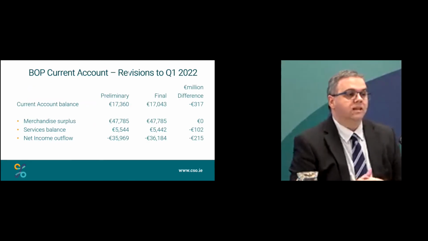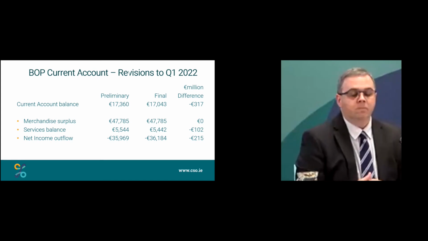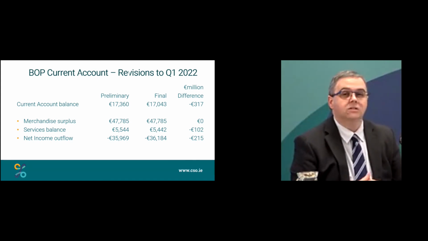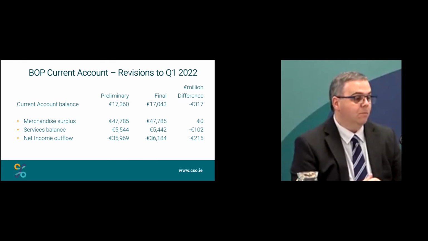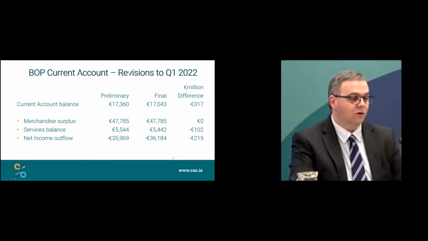So looking first at the revisions to Q1 22, we can see that it's virtually unchanged from the start of June when we published them. Our merchandise surplus is the same. Our services balance has decreased by 102 million, and our net income outflows have increased by 215 million, all combining to give us a current account balance of 17 billion euros, which is down 317 million on the previous figure.